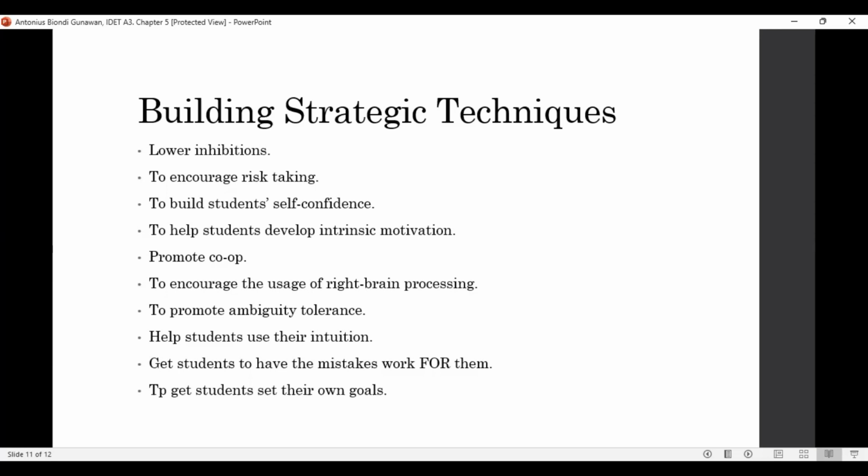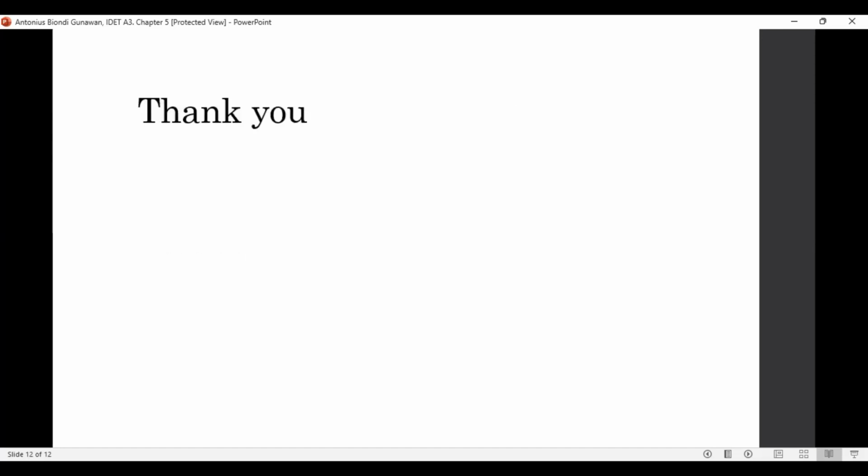Now, for this, have the students record themselves and identify the errors, let them catch the errors and let them fix them. To get students to set their own goals, explicitly encourage students to make their own learning objectives. That's all. Now, next slide. That's my presentation. Any questions?